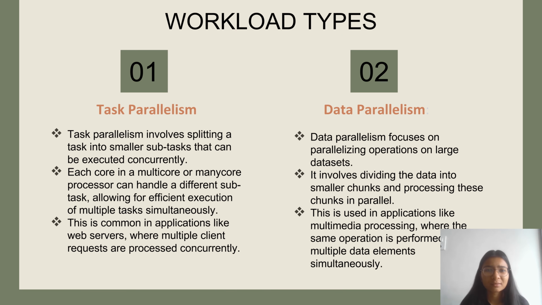Workload types. There are four types of workloads. First is task parallelism and second is data parallelism. First, task parallelism. This workload involves splitting a task into smaller subtasks that can be executed concurrently. Each core in multi-core and many-core microprocessors can handle a different subtask, allowing efficient execution of multiple tasks simultaneously. This is common in applications like web servers, where multiple client requests are processed concurrently.